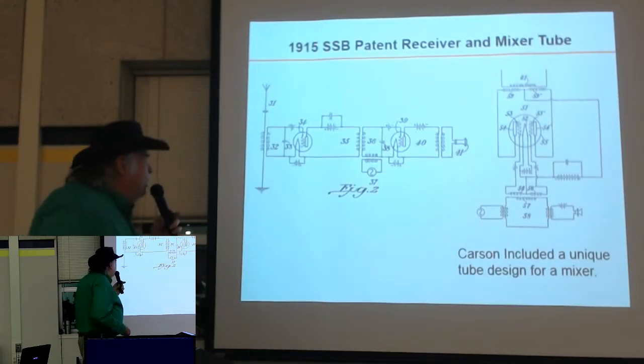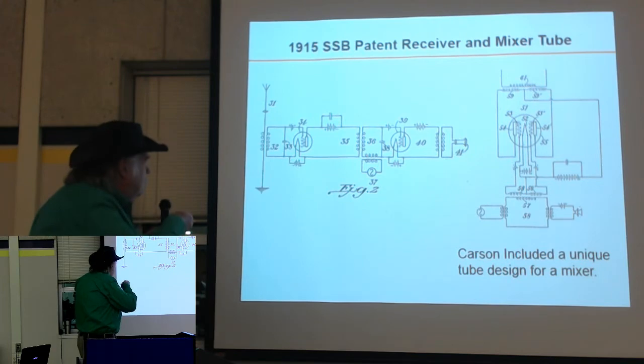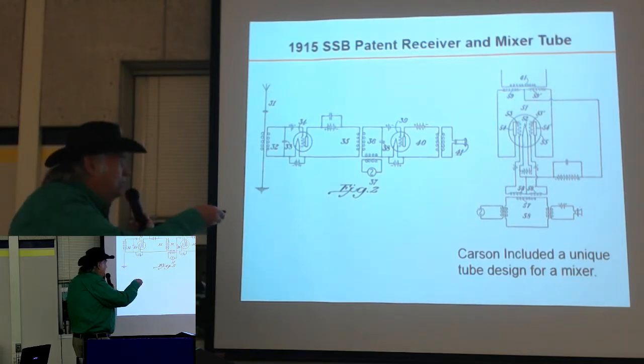Carson went on. Here's the receiver from his patent. You can see here his little RF amplifier. Here's his BFO, this beat frequency oscillator that he's injecting his carrier into to demodulate the signal, and then a detector, amplifier, and off to his receiver.